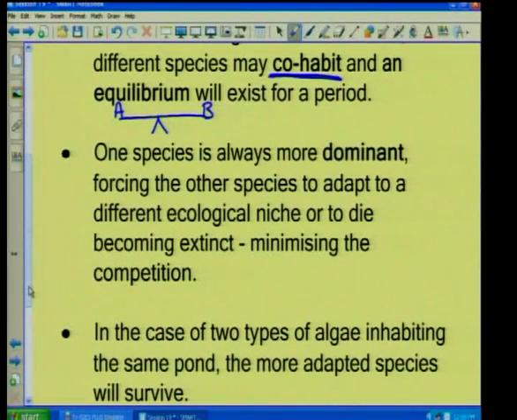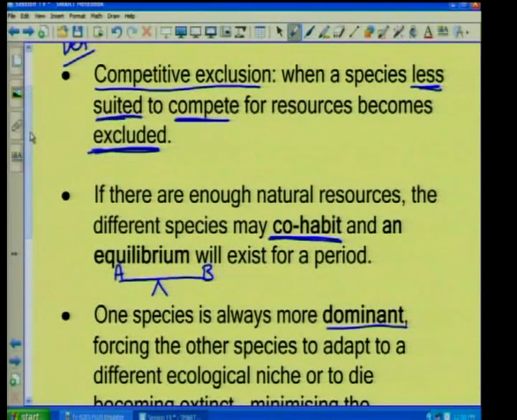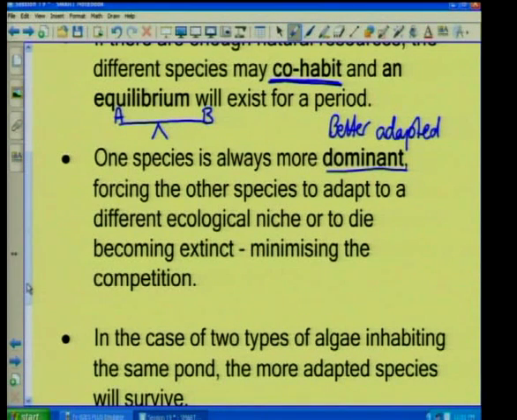One species is always going to be more dominant. Why? Because if we go back here, it is better suited to compete. So if it's dominant, it's generally better suited or better adapted to that area. Better adaptation, it is able to survive better with less problems. And what happens then is this species that's more dominant starts to force the other species to adapt to a different ecological niche, or it has a choice to die and become extinct. And the minute that organism leaves that area and goes to a different ecological niche, it's going to minimize the competition. So what you literally have is one organism that becomes dominant, and one type of organism becomes dominant, and it will slowly but surely push the other species out.